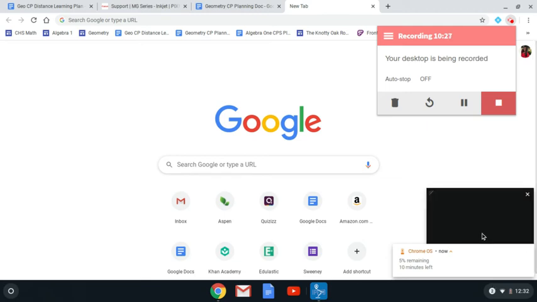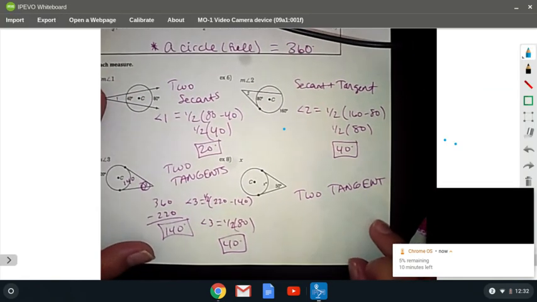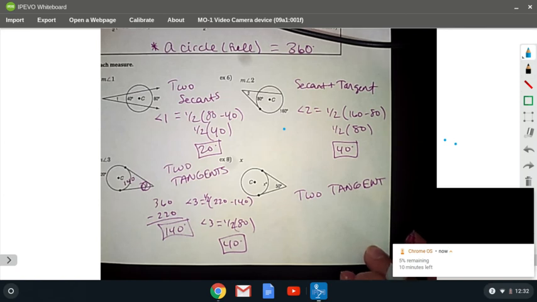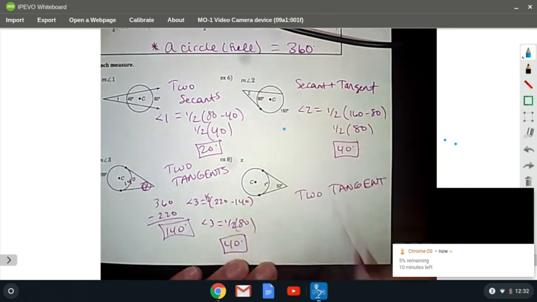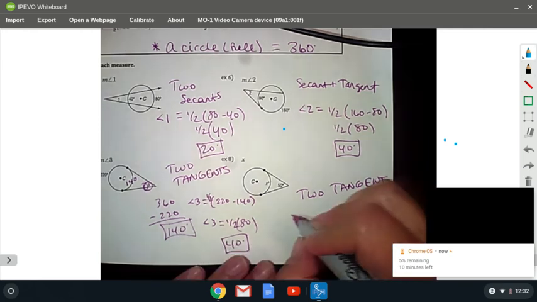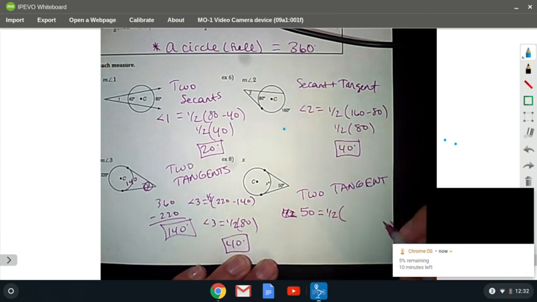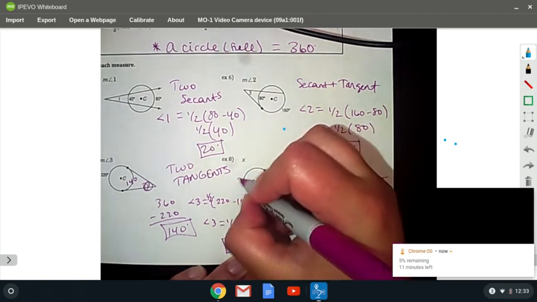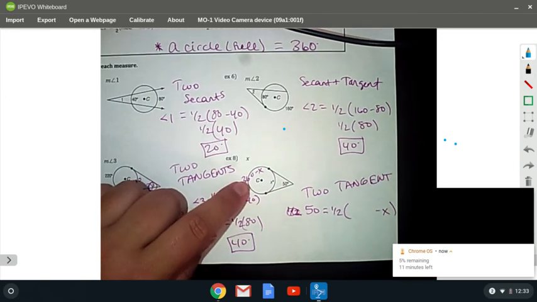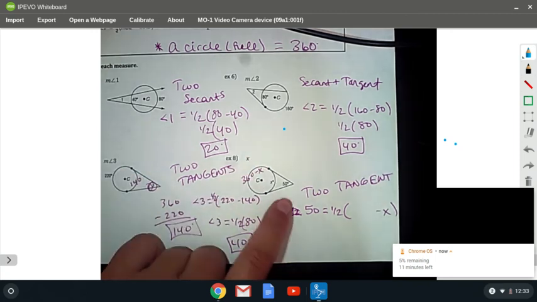Okay, the very last thing here is the two tangents. This whole thing should be 360. This is a tough one, because you know that 50 is the angle, and half of that angle should equal something minus x. We don't know this something. It's really just 360 minus x, right? Because the rest of this should be whatever is left from 360 when we take away that x.